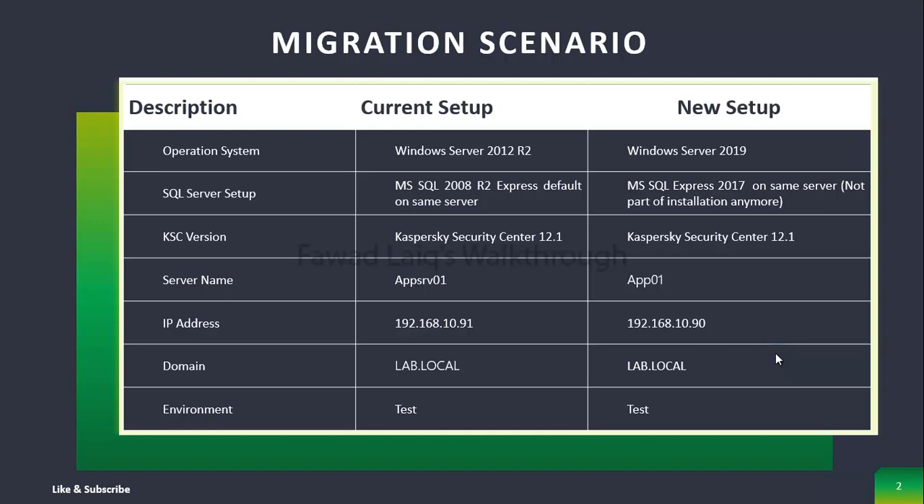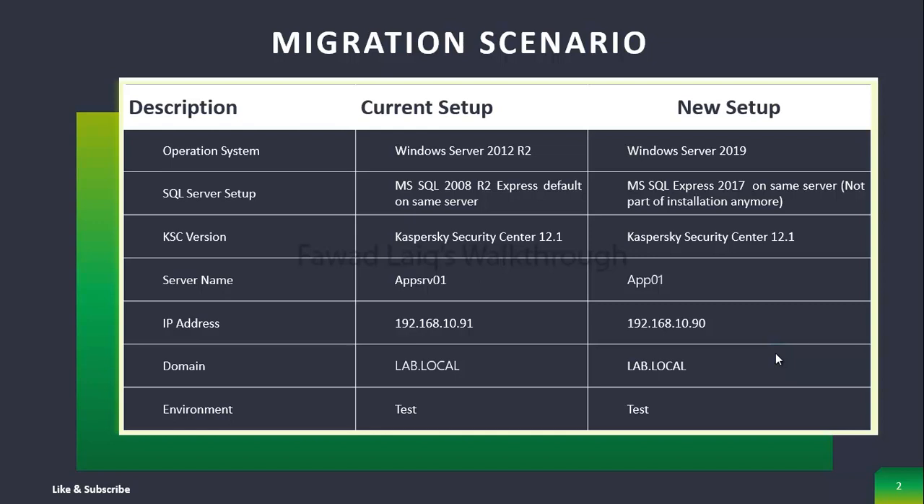The current server name for Kaspersky Security Center is apps srv01 and the new server would be app01. IP address of my current server is 192.168.10.91 and the new IP address would be 192.168.10.90, and they are both joined to domain. Same domain of course, and it's a test environment.